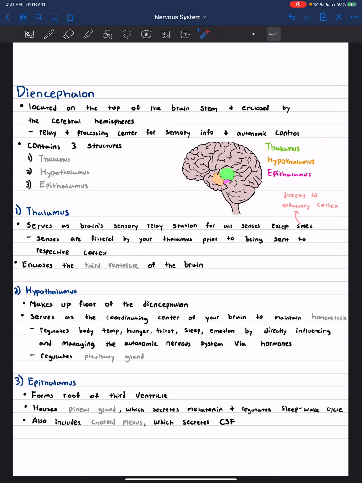It also includes the choroid plexus, which, again, we'll talk about way later when we cover cerebrospinal fluid and how ventricles work and the flow of CSF in our system. But for now, just know that the epithalamus, since it is involved with the third ventricle, includes the choroid plexus, which secretes cerebrospinal fluid, which will enter the third ventricle and be circulated throughout the brain.